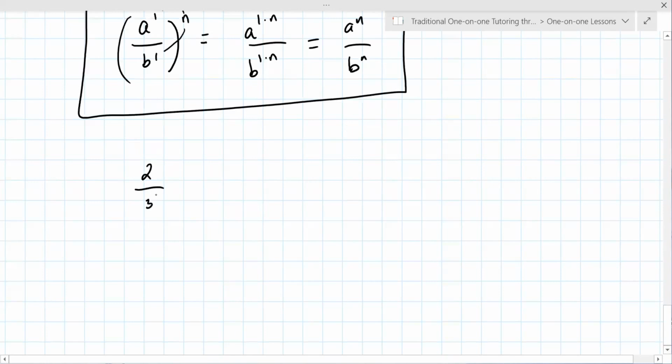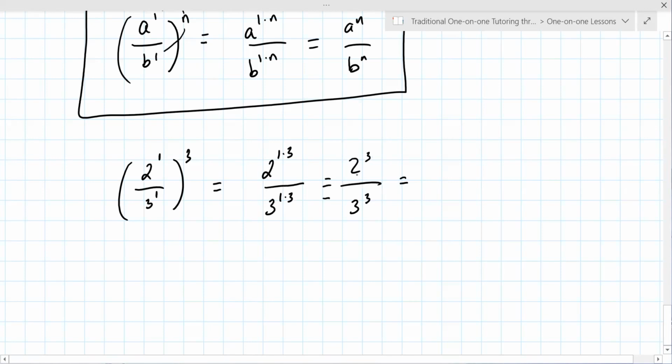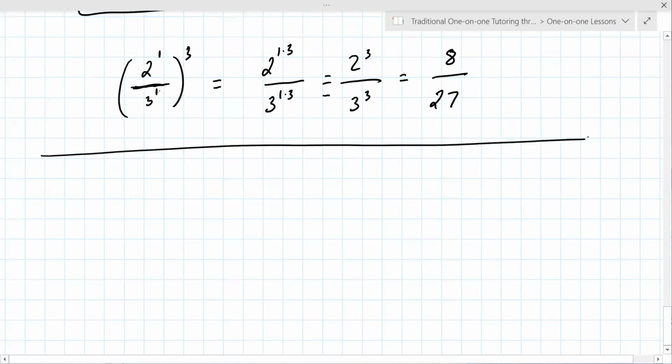It's like 2/3 to the power of 3. So there's really a 1 there and there's really a 1 there. So this is 2 to the 1 times 3 power, which is 2 cubed, 3 to the 1 times 3 power, which is 3 cubed. 2 cubed is 8, 3 cubed is 27, and that's your final answer. But the point is that this exponent now, when there's a fraction inside, you apply it to both the top and the bottom.